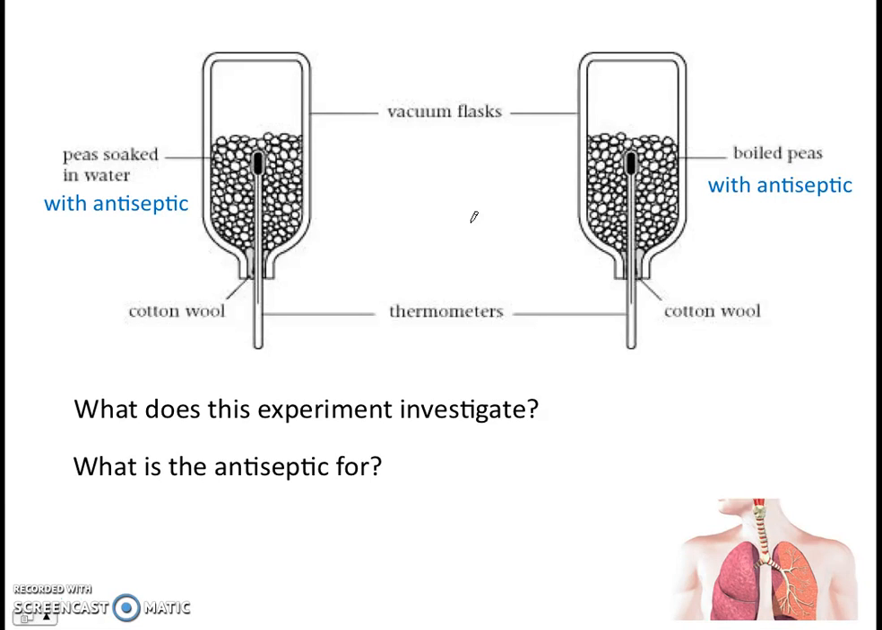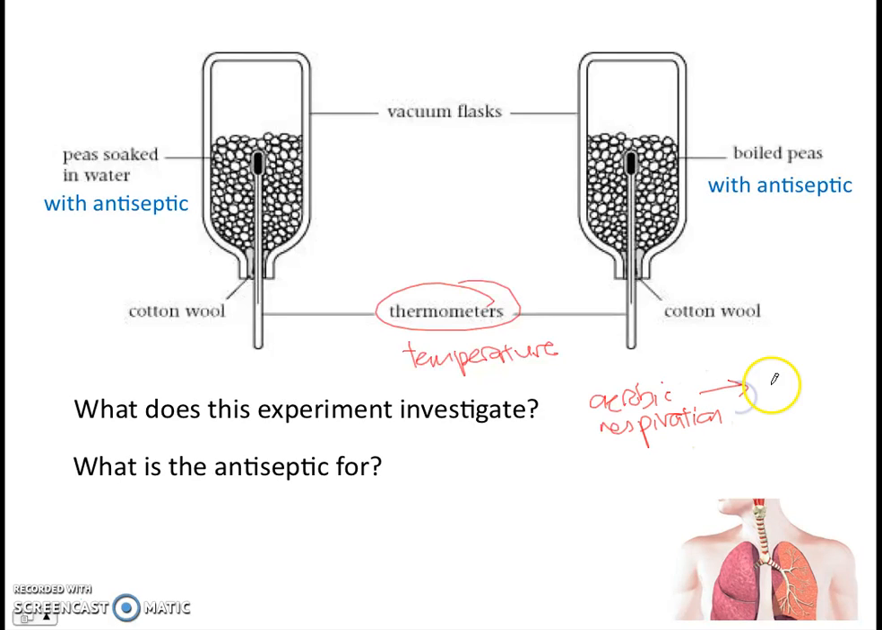Okay, so how does this experiment work? Well, the first thing you realize is that there are thermometers. So it's something about measuring temperature. And you remember that if aerobic respiration is taking place, so go back to your equation, then you will produce energy, of which some of it is heat, right? So that means that if aerobic respiration is taking place, we should notice a rise in temperature.